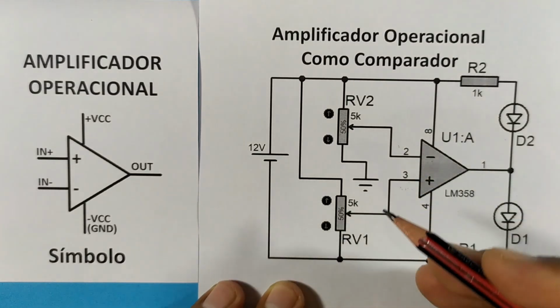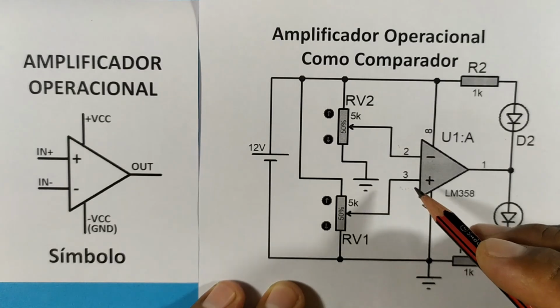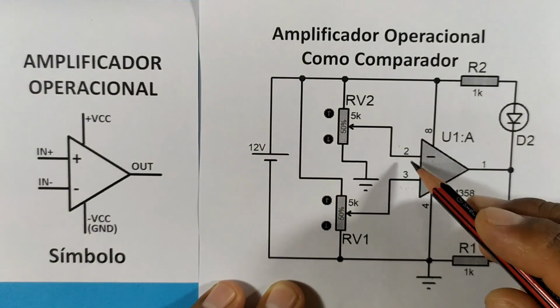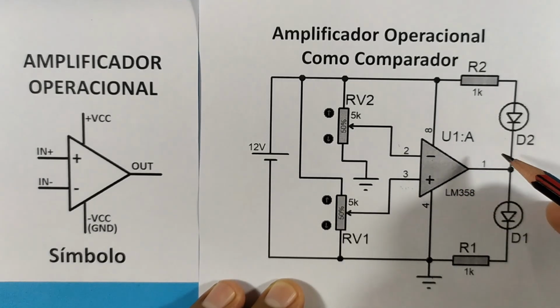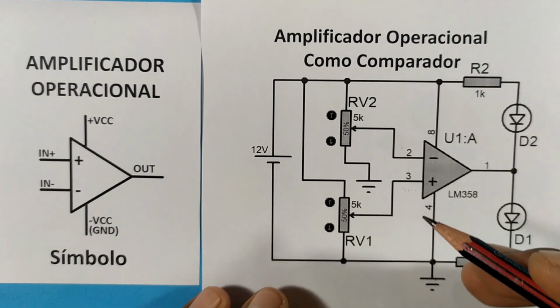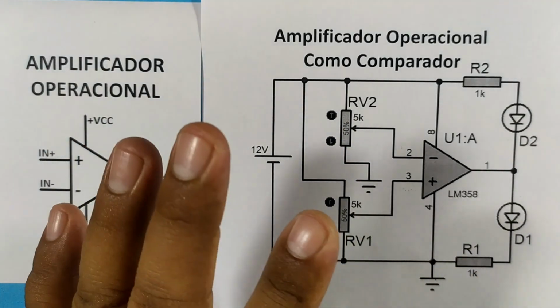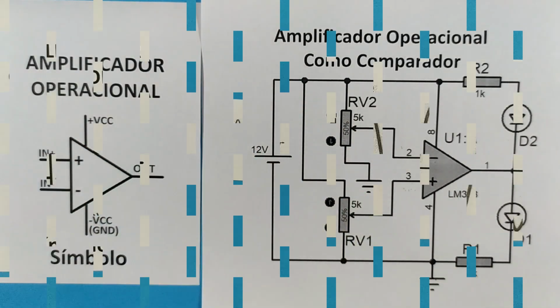So a comparator does that. It compares the voltages or tension levels at its inputs. According to that, it will give us a positive or negative voltage. It works as a comparator, that's simple. Well, let's move on to the other configuration.